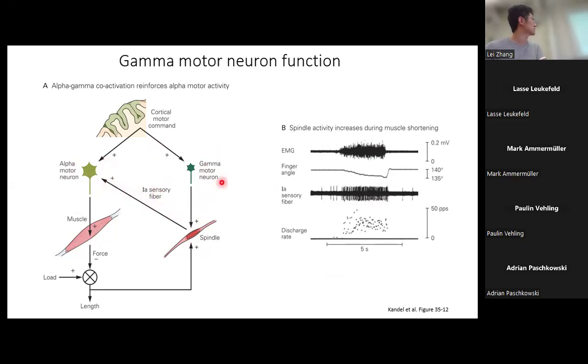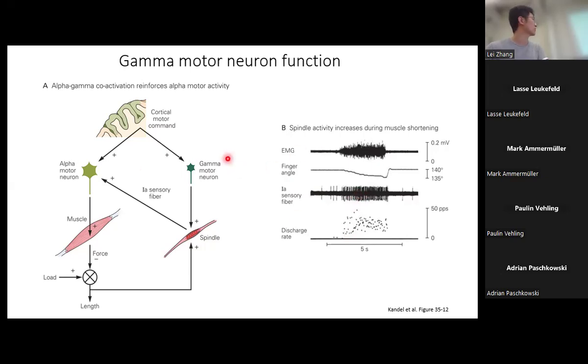There is evidence for this loop, which is shown in this experimental recording. Here recorded is the EMG, the electromyograph, which shows the activation of the muscle. This is a finger muscle during some finger movement. The sensory fiber activity is also recorded here.